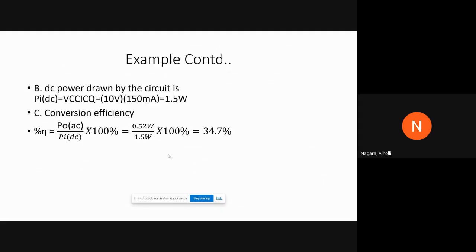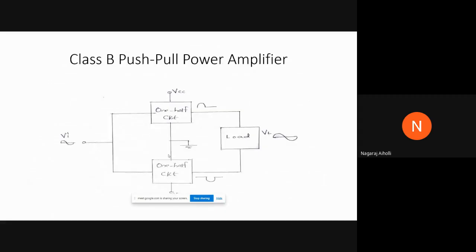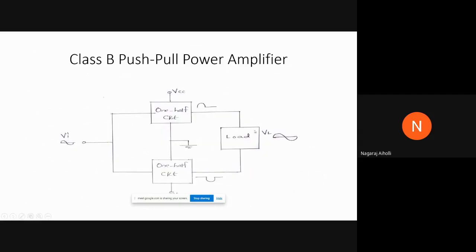Next topic is Class B push-pull power amplifier. In this Class B push-pull amplifier, the output signal is obtained only for one half of the entire range of the input signal. If we are applying one full cycle of the input signal, the output signal is just half of the applied input signal. So if we want to obtain a full cycle of the output signal, we have to use two transistors.